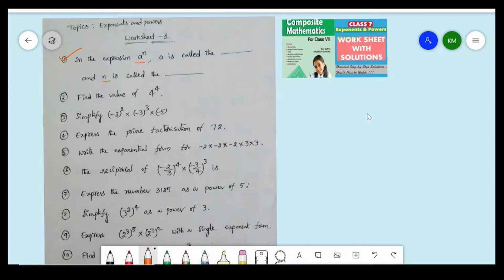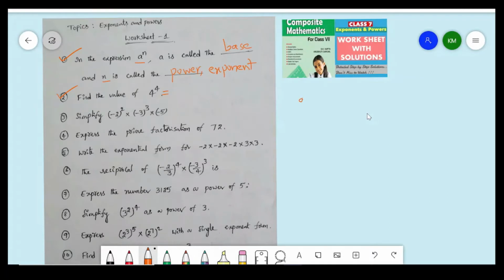So everybody knows very well that it is a basic question. In a power n, a is called the base and n is called the power, otherwise it is also called the exponent, power or exponent. Okay, bear with my handwriting. And the second problem: find the value of 4 power 4.